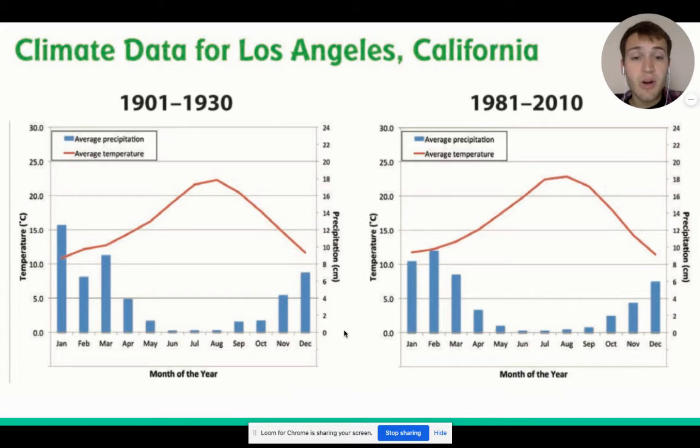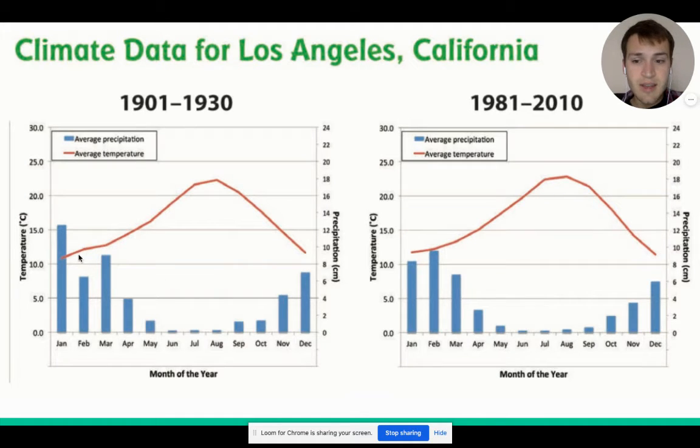And then we did the same thing for Los Angeles, California. So these are the same kinds of graphs, just for LA. Before I talk about it, I would like you to pause this video to see what information you can understand from these graphs. But the things that I understood were, first, that the average temperature, just like in Miami, has gone up a tiny bit across the year. It's hard to see because the differences are so small, but it has gone up.